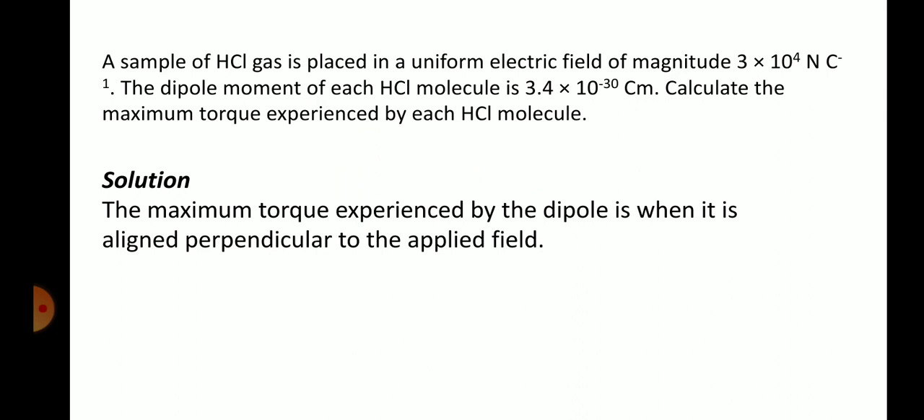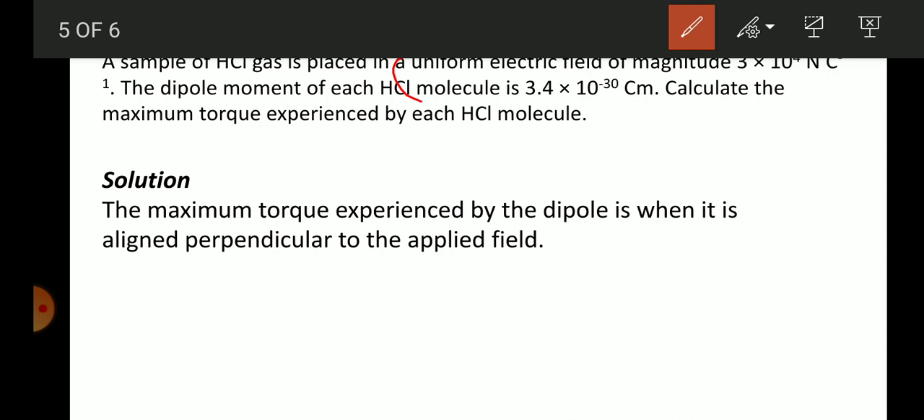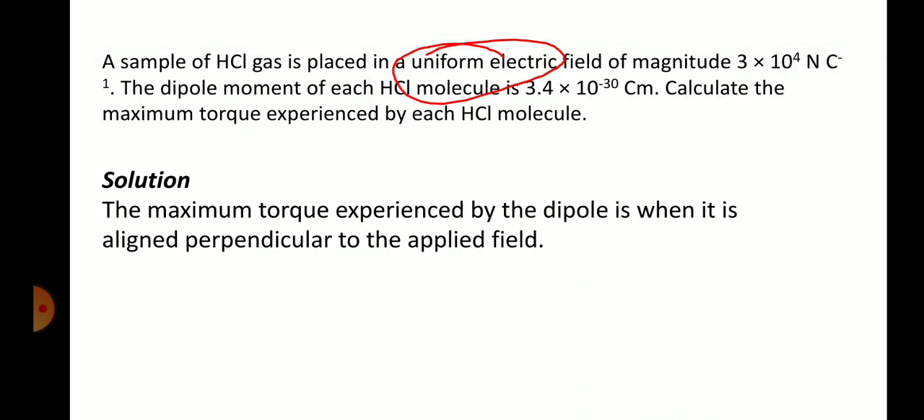The next one is a problem based on an electric dipole in a uniform electric field. A question like this will be asked for 2 marks. The example problem: a sample of HCl gas is placed in a uniform electric field. This question deals with a uniform electric field, and it has a magnitude E given as 3 × 10^4 N C^-1.